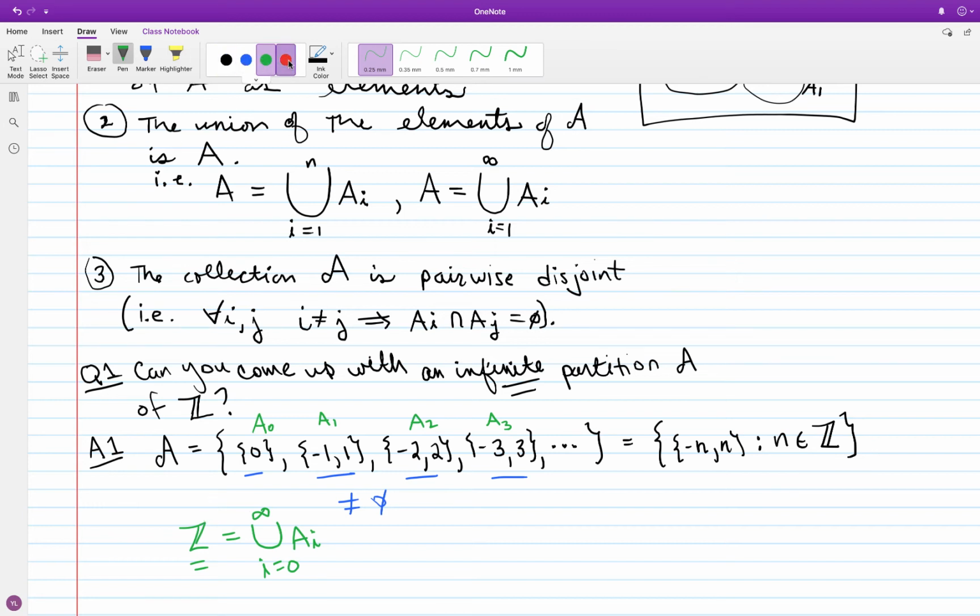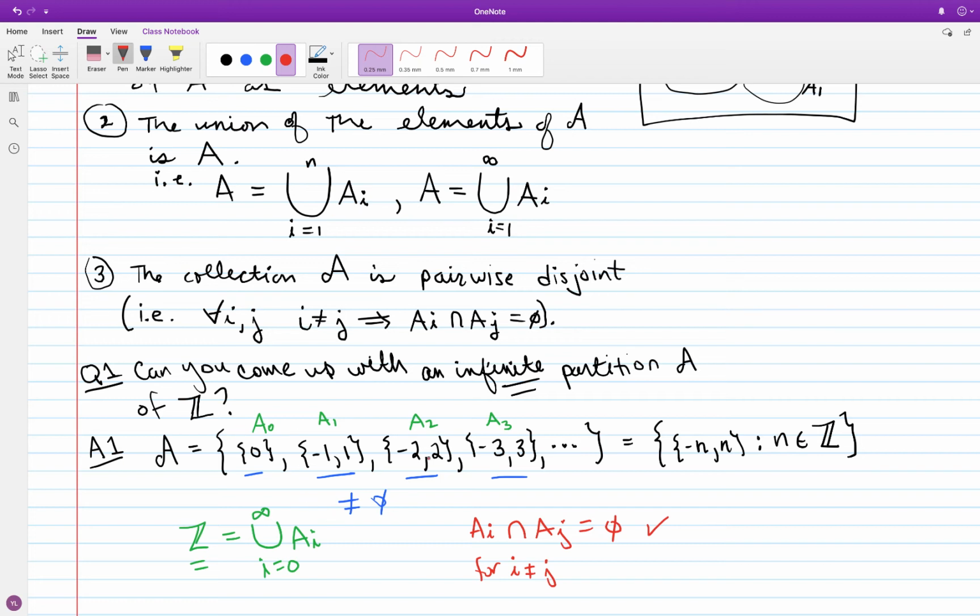And then lastly, are these sets pairwise disjoint? Yeah, if you take A_i and A_j for i not equal to j, then the intersection has to be empty because they simply have different numbers in them. A_i is the set that includes i and negative i. A_j has j and negative j, and if i and j aren't equal, then those sets don't have any elements in common. So yeah, curly A is a partition of the integers.